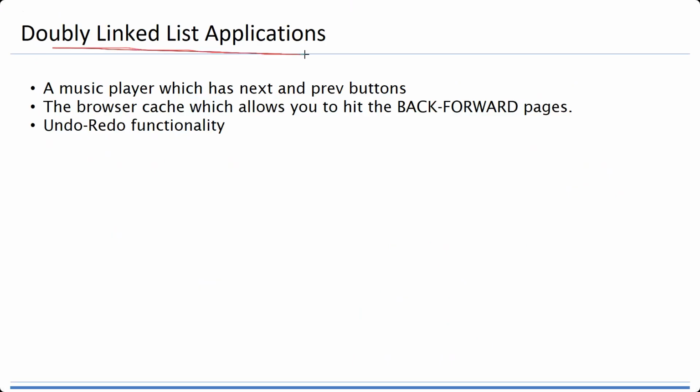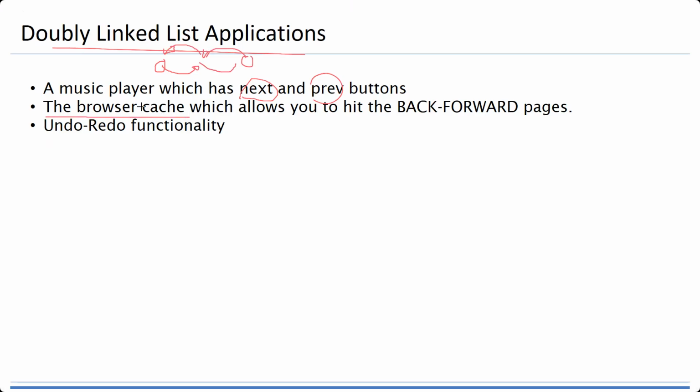For the doubly linked list application, you can see it in a music player. When you are listening to music, the music has a sequence, so the sequence has next and previous buttons. The data is in a sequence, and after one song, it goes to the next song. If you want to return back, then it goes to the previous song.